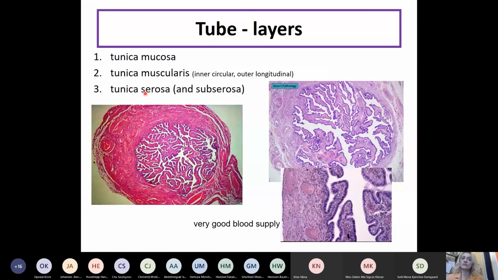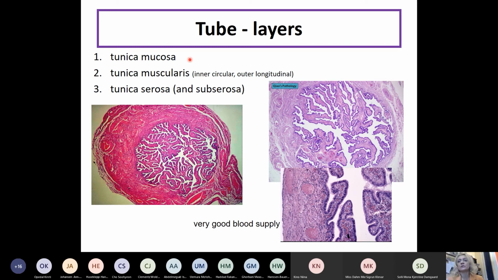You can find the usual 3 layers of any tubular organ: the mucosa, muscularis and the serosa. It's an intraperitoneal organ, so it has a serous layer. And so there is nothing special about it. The muscular layer has an inner circular and outer longitudinal layer, similarly to the intestinal wall. Very, very rich blood supply, which you can see even with this magnification already. Huge blood vessels supply the uterine tube, which has clinical importance.